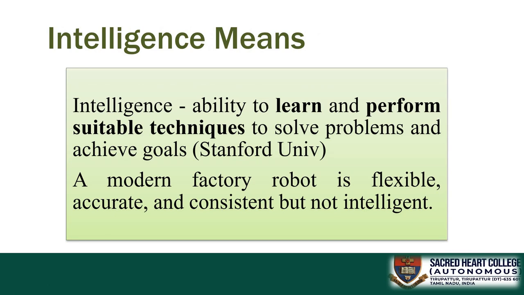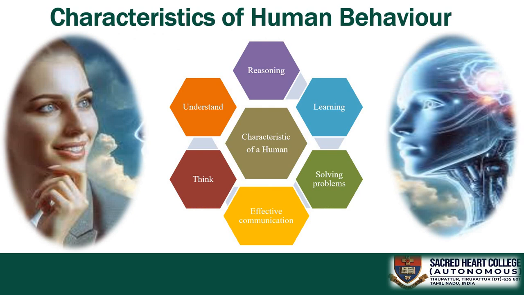So we came to know what intelligence actually means. According to Stanford University, intelligence is the ability to learn and apply suitable techniques to solve problems and achieve goals. So now let's consider a modern factory robot. It is precise, fast, and consistent. But is it intelligent? No, of course not, because it doesn't think. It only follows predefined instructions. Okay. So here, what makes humans different then?